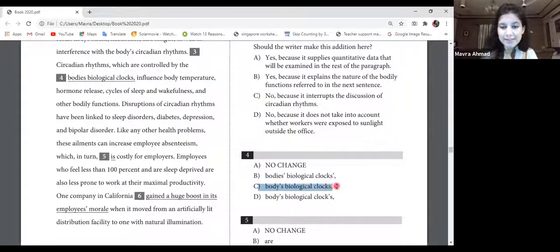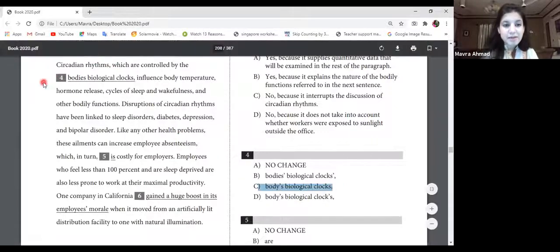Why C is the right answer? Because जब हम sentence को read करते हैं, circadian rhythms which are controlled by the body's biological clocks.